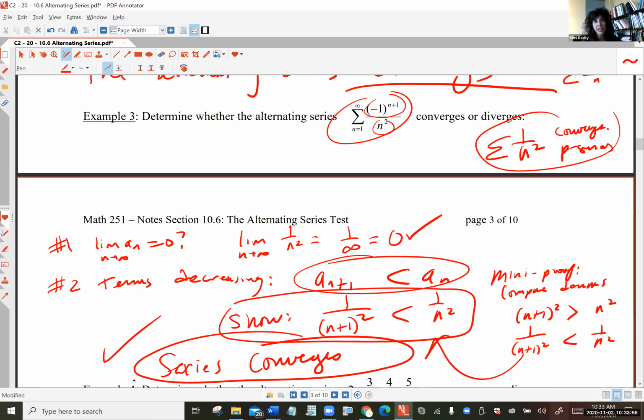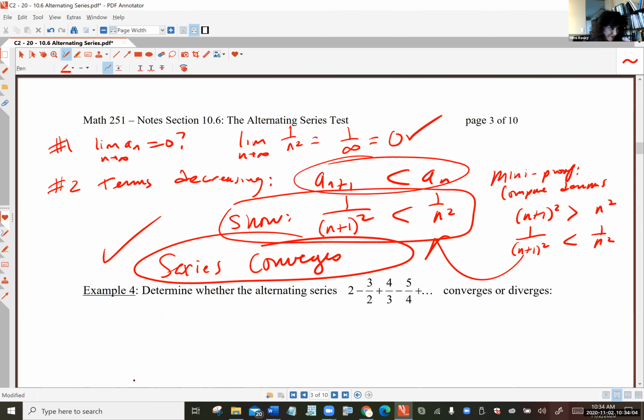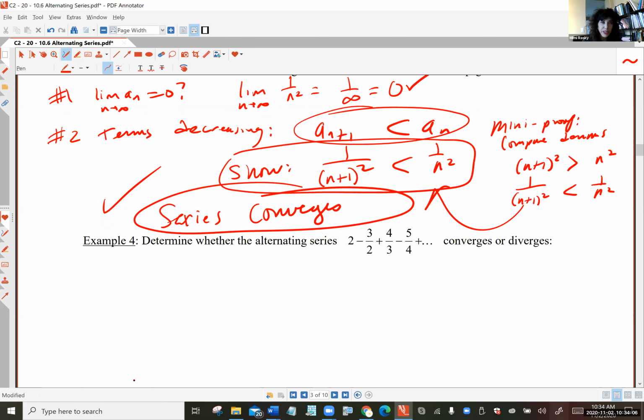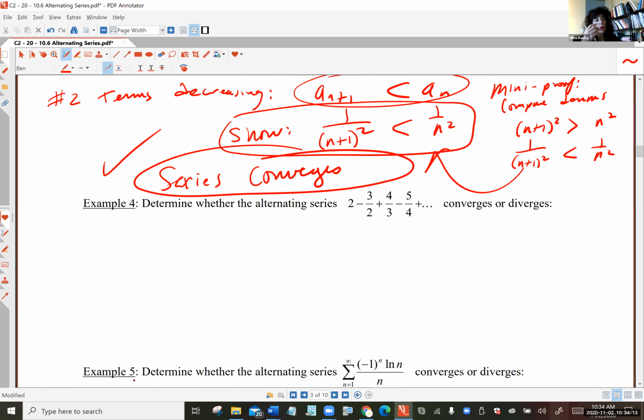So it looks like everybody converges if they're alternating, right? No, don't even think that. Don't get too excited and think that every single alternating series converges. That'll be dangerous. Let's take a look at example 4, which is kind of hard because they didn't give us the formula. So the question is, do you know how to figure out the formula for this guy? Do you guys see a pattern here?